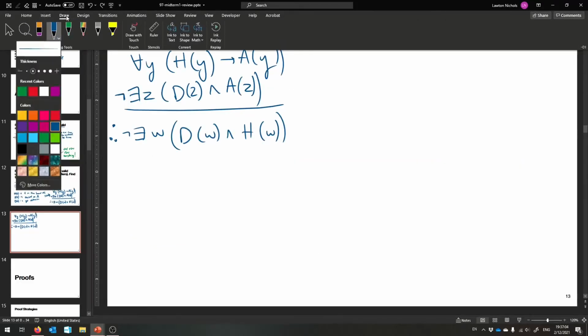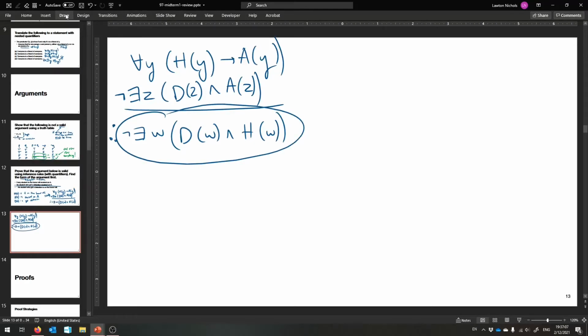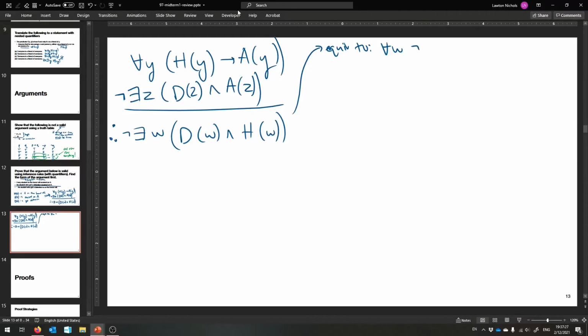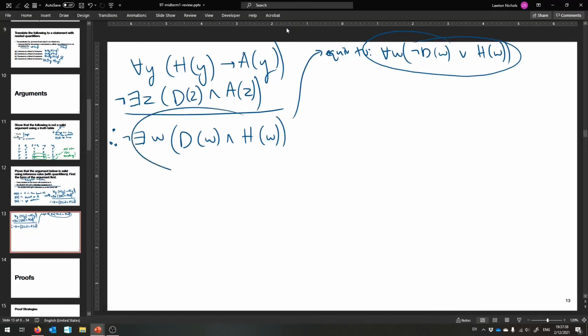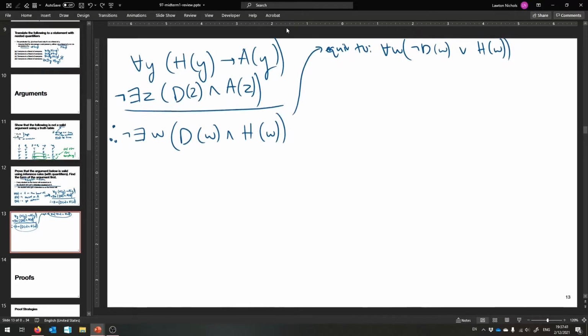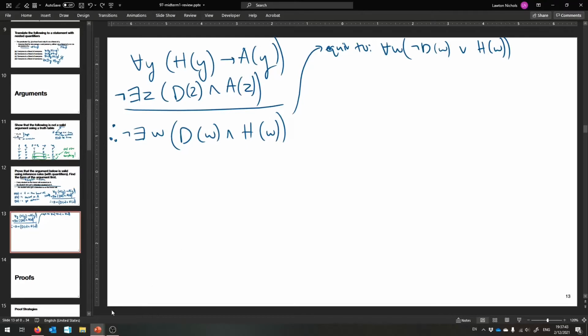it's not true there exists a W such that D of W and H of W is true. So remember this is equivalent to, for all W, and then we do the negation inside of both of these and flip the AND to an OR. For all W, it's not true that D of W or H of W. So if we just went and proved this, that would imply this, okay? Because those are equivalent. So maybe that's the way forward.